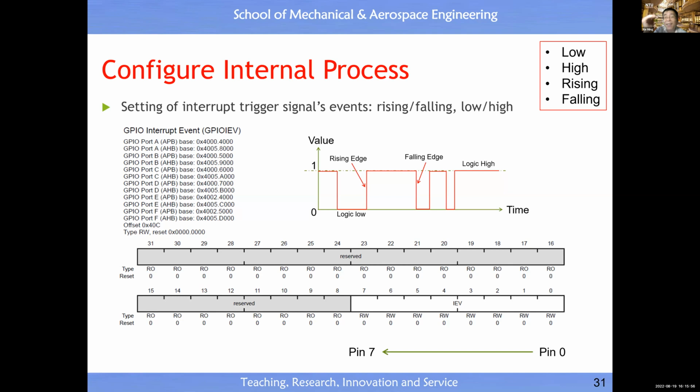Once you choose to respond to the level, then you must tell whether it's level high or level low. If it's level high, I take action; level low, I take action. If previously you chose to respond to the edge, then this one tells whether you respond to the rising edge, a transition from low to high, or the falling edge, a transition from high to low. You must combine these two together.